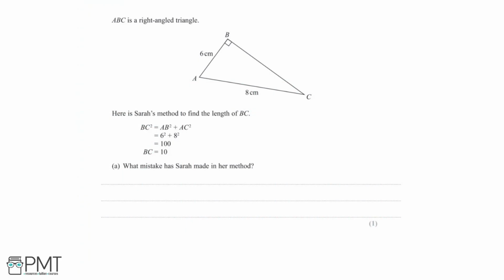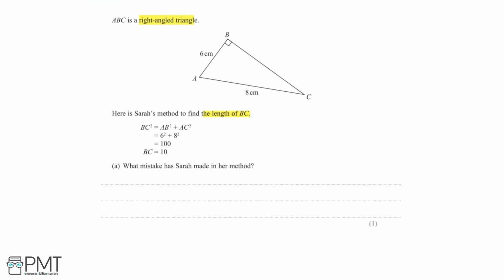In this question, we're told that ABC is a right-angled triangle. Here is Sarah's method to find the length of BC. She says that BC squared is equal to AB squared plus AC squared, and then she goes on to solve that BC is equal to 10. And in part A, we need to find out what mistake Sarah has made in her method.